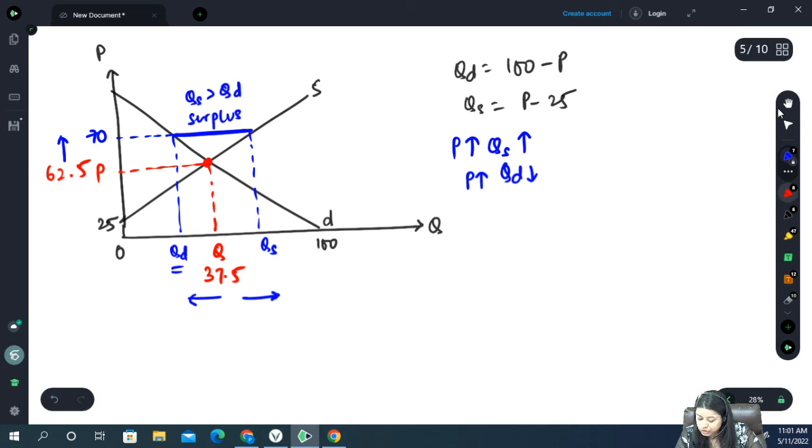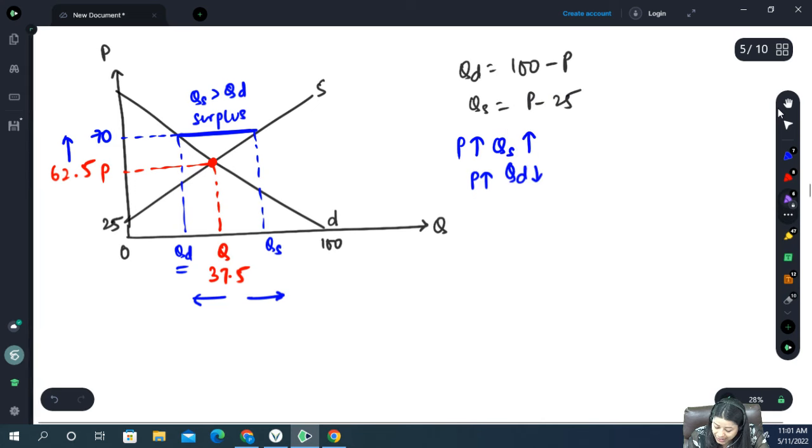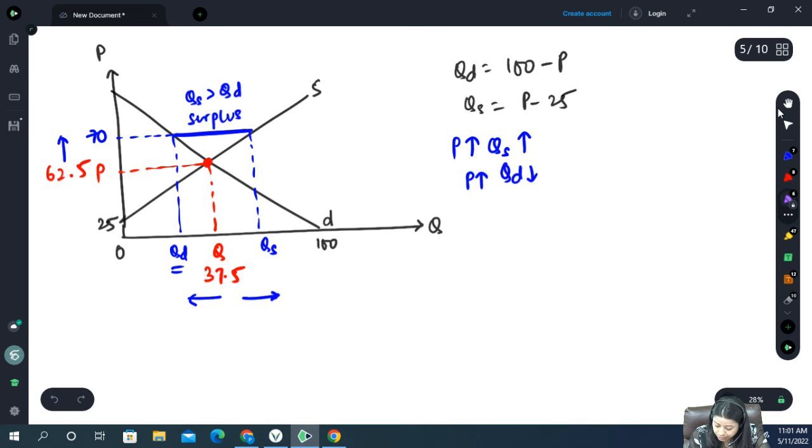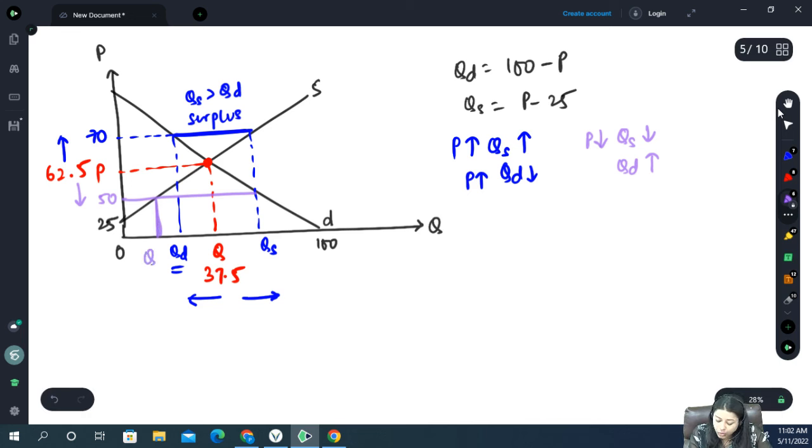Now, what if I take another situation wherein suppose the price is here, let's say 50 rupees. So if your price is falling, I hope it is visible. Alright, so if price is falling, your quantity supplied will fall and quantity demanded will increase. Law of demand, law of supply. Price increases, quantity supplied increases, quantity demanded falls. So vice versa basically.